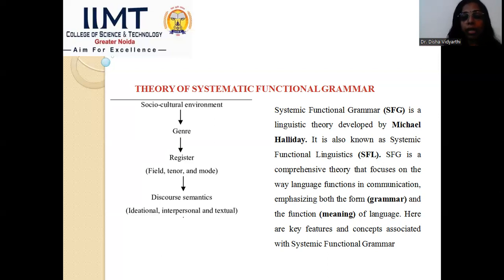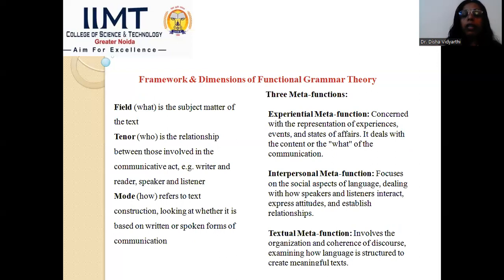Now see, here are some key features and concepts associated with systemic functional grammar. Let us see. Now see, the framework or the dimensions of functional grammar theory, as we discussed of Halliday, the three pointers which we just discussed in the previous slide, that was field, tenor and mode. As in the beginning, we started with the thin line between traditional grammar and functional grammar: traditional grammar is more structure-based, and functional grammar is more practical-based. Now, when we try to apply any language after acquisition on a practical basis, three things are very, very important. Number one is field.